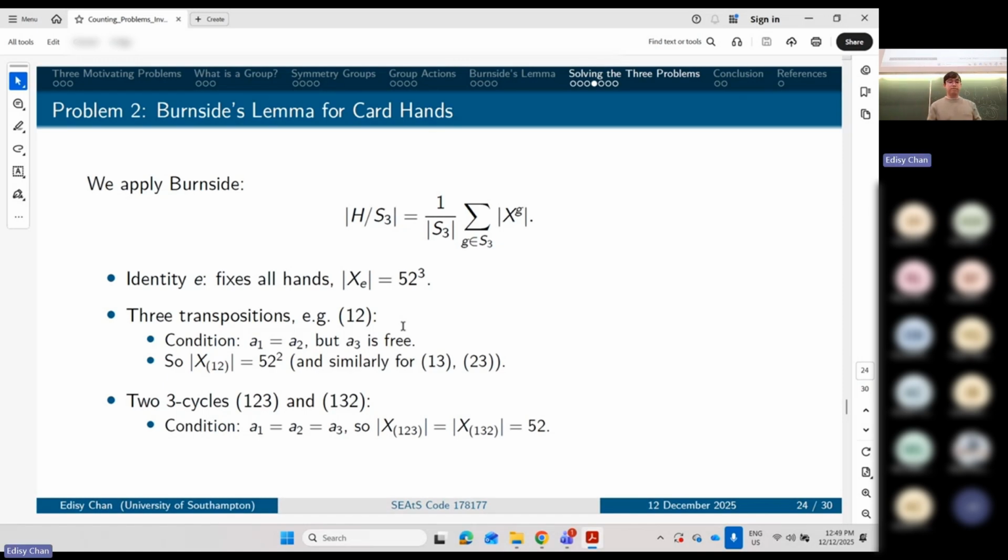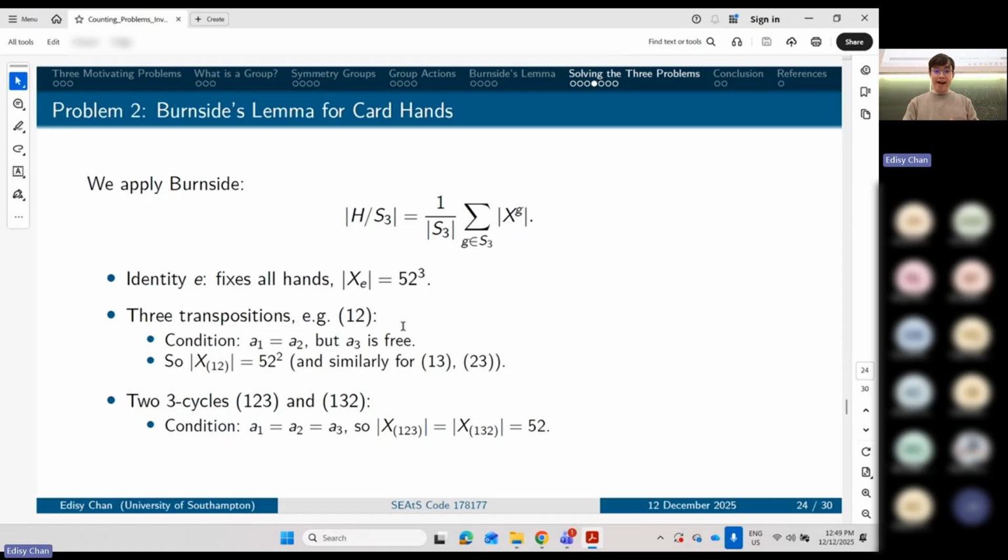And then we also have the two 3-cycles. We can go from 1 to 2, 2 to 3, 3 to 1, or 1 to 3, 3 to 2, and 2 to 1. These 3-cycles also just fix the cases where all the hands are the same. So for each of them, they fix only 52 arrangements.